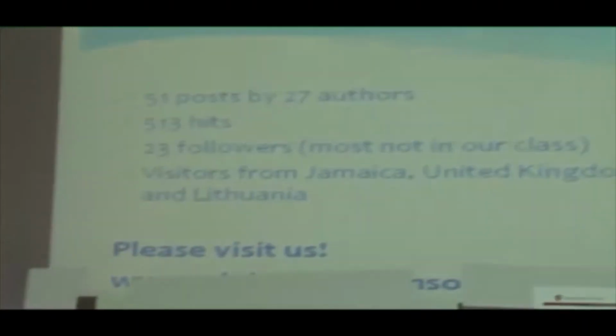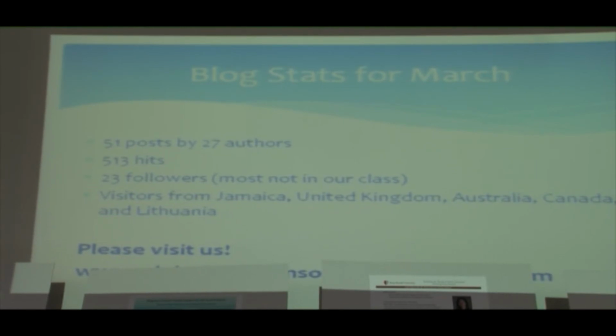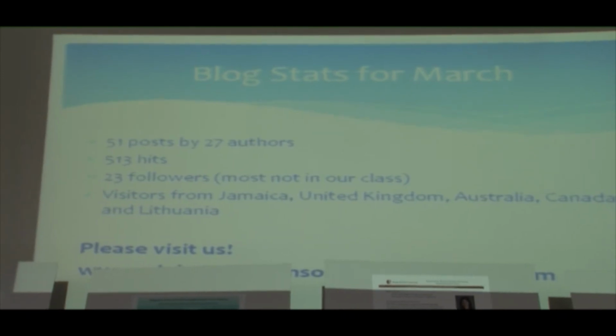So I first started this blog at the end of February, and over the course of a month, just in the month of March, we had 51 posts by 27 authors. So that's about a third of my class using the blog. I made this an extra credit opportunity since this was kind of a pilot project and I wasn't sure how it would work. I made this extra credit for the first time around, so about a third of the class participated. We had over 500 hits in the first month that it was up, and we had 23 followers.